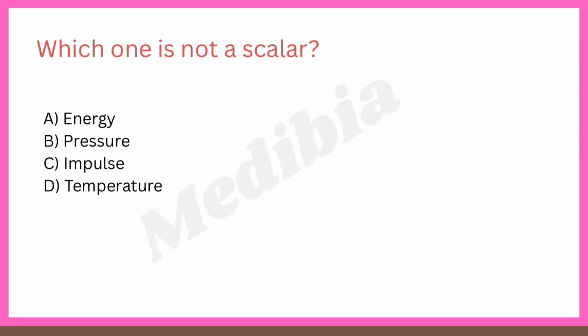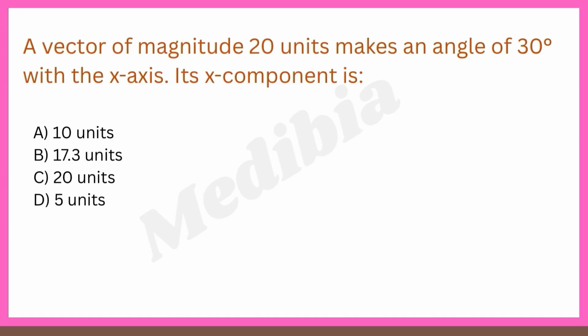Which one is not a scalar? Energy, pressure, impulse, temperature. A vector of magnitude 20 units makes an angle of 30 degrees with the x-axis. Its x component is: 10 units, 17.3 units, 20 units, 5 units.